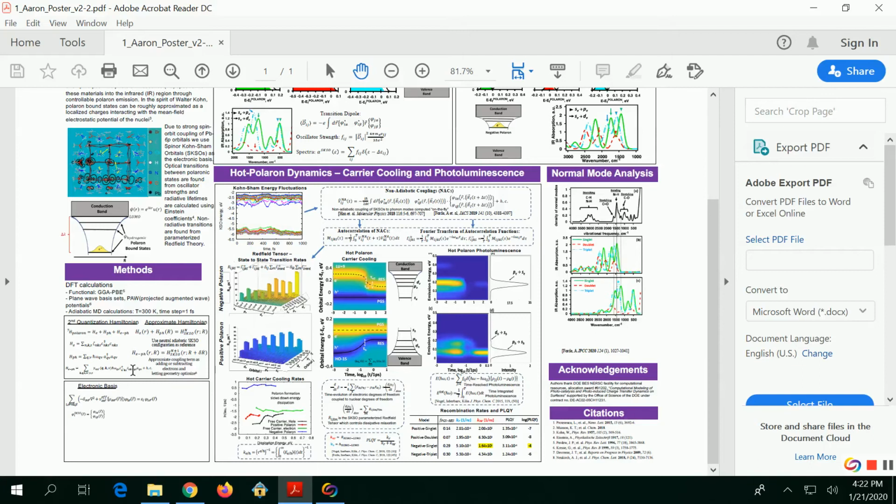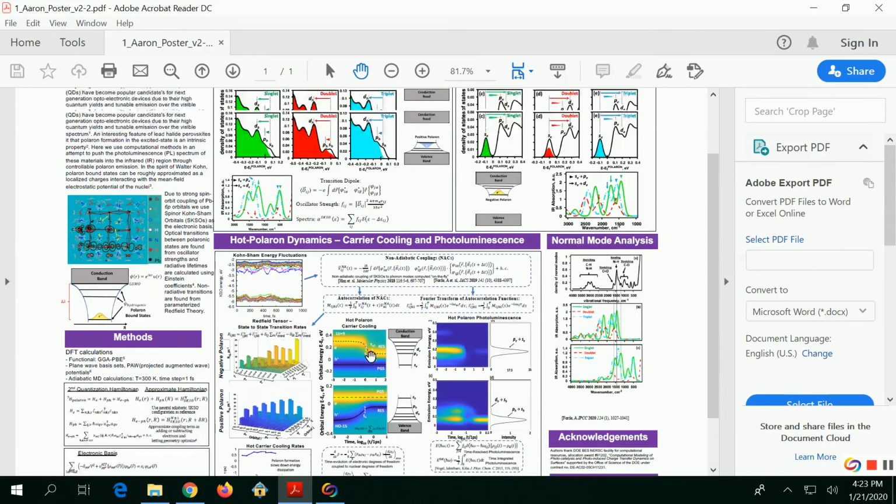So that's kind of how we describe polaron formation in the system. And then technical details. In perovskites, you have strong spin-orbit coupling because the lead states involve 6p orbitals, so they have large angular momentum. So in DFT, to incorporate that effect, you have to use spinor orbitals. Those are the electronic states that we use to compute the spectra and the dynamics.